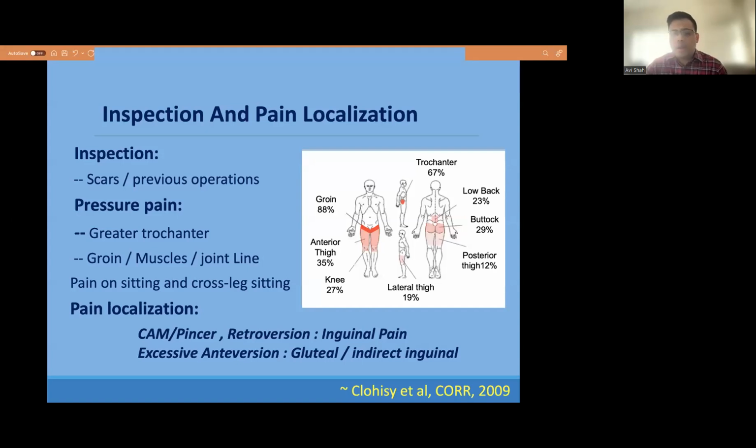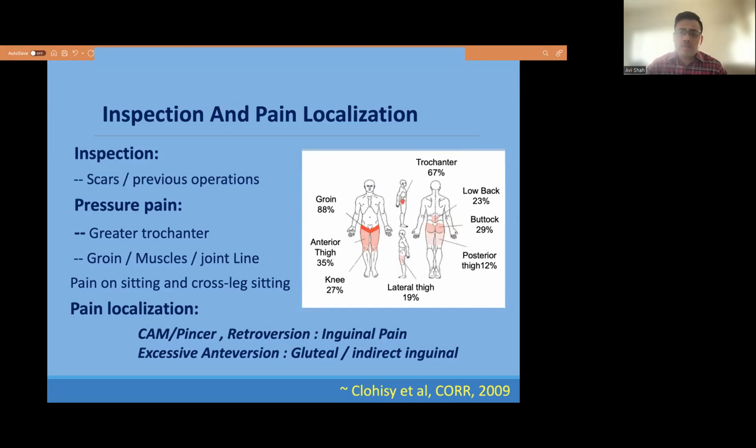So this paper published by Clohisy in 2009 showed that 88% of this pain is localized in the groin, but can also present 35% in the anterior thigh, 27% in the knee, 19% in the lateral thigh, 67% near the trochanteric region, 23% may present just with low back pain, 29% near the gluteal or the buttock region, and 12% near the posterior thigh pain. Hence, hip pain can be localized in various regions, and we need to be really careful while examining.